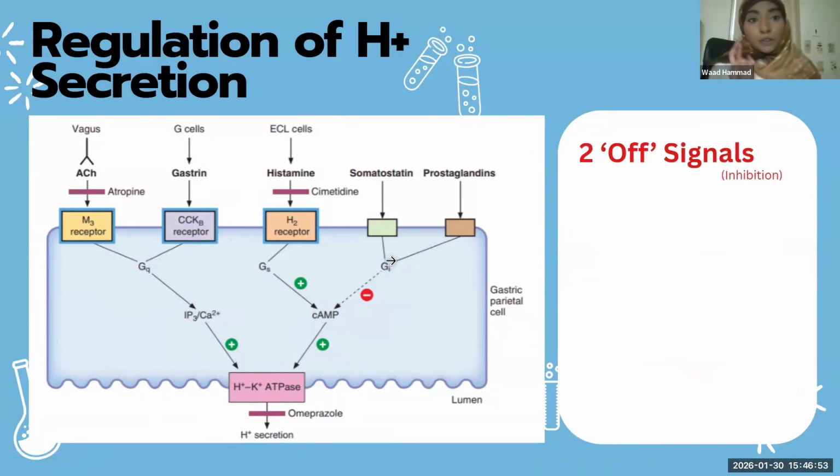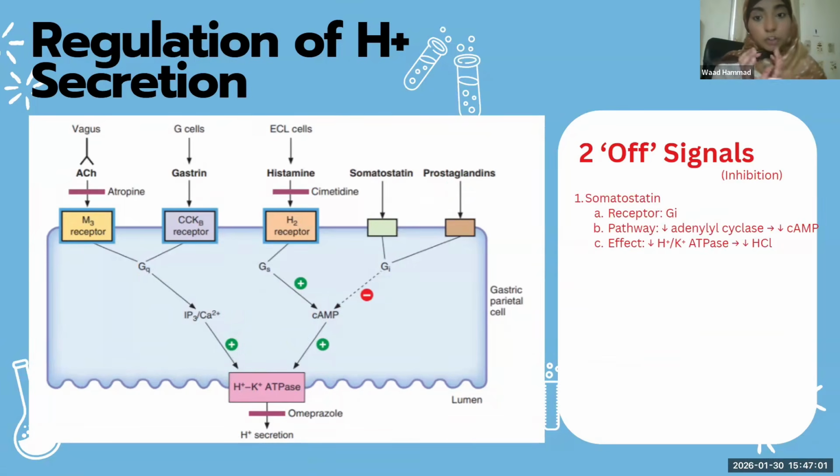We're going to now move on to the two off signals, which we have somatostatin and prostaglandins. So for this one, we don't really have a specific receptor for it. We just have the pathway that it uses. In this case, we have GI. Now, if you look at these two, you can use this as a way to memorize. The S in GS, you can think of as stimulation, and then the I in GI, inhibitory, right? So in this case, we're using somatostatin to activate the inhibitory pathway.